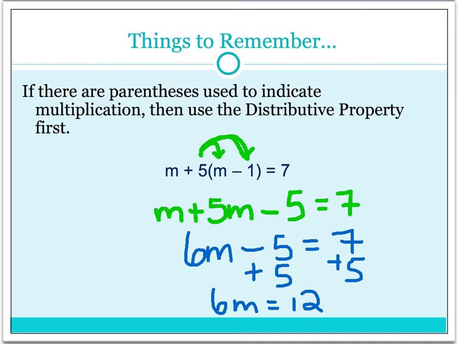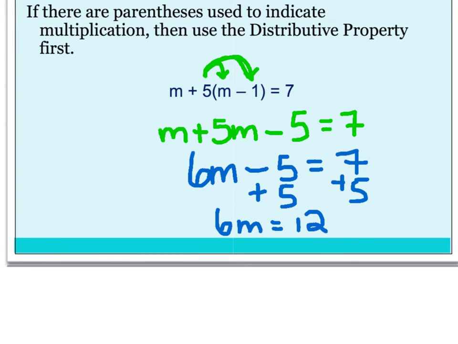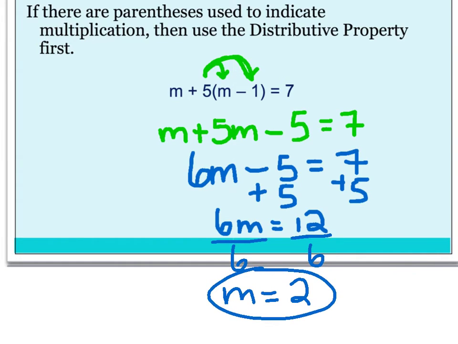So if we undo that operation, we know that we would divide by 6, and we would end up with a solution that says m is equal to 2. m equals 2 is the solution.